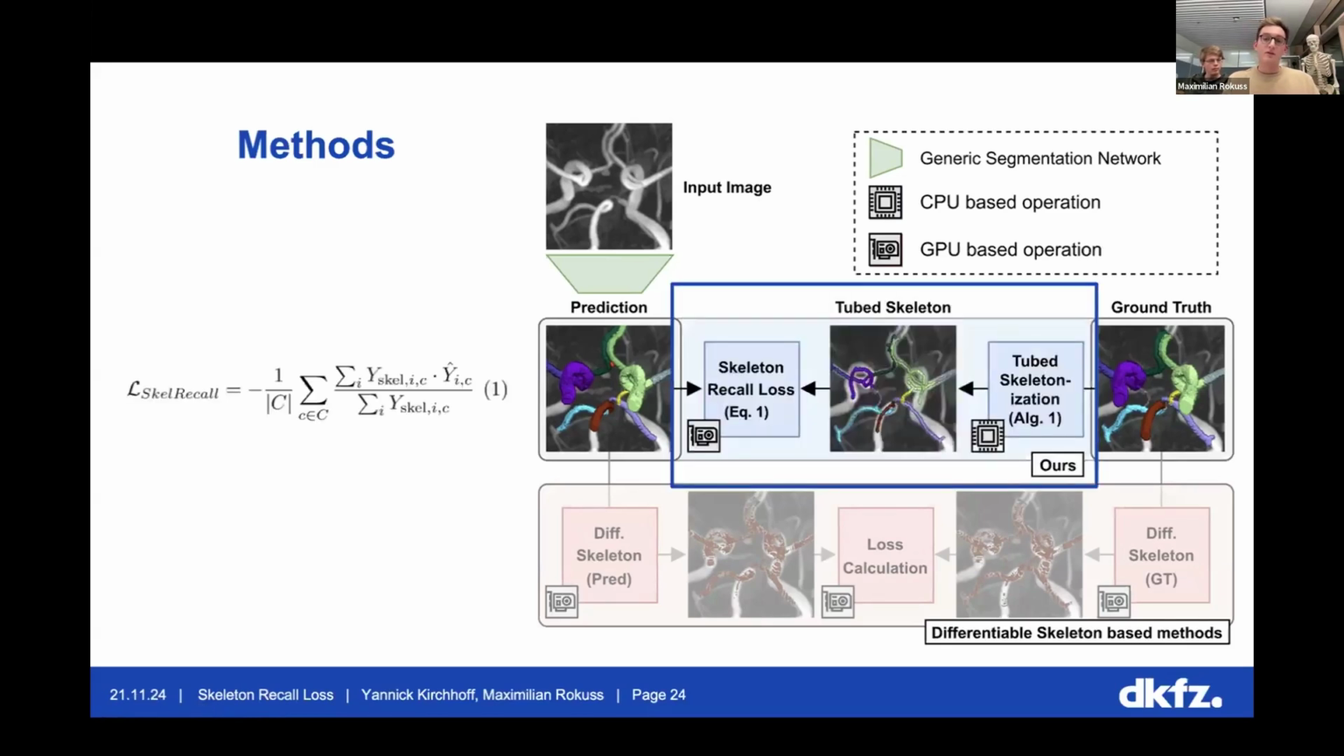Whereas for us, with our tube skeletonization, we pre-compute those tube skeletons. So all of this skeletonization is basically offloaded to either data loading or even before training. And then the only thing you have to do is add this recall loss between the tube skeleton and the prediction. And that's basically it from the method side.